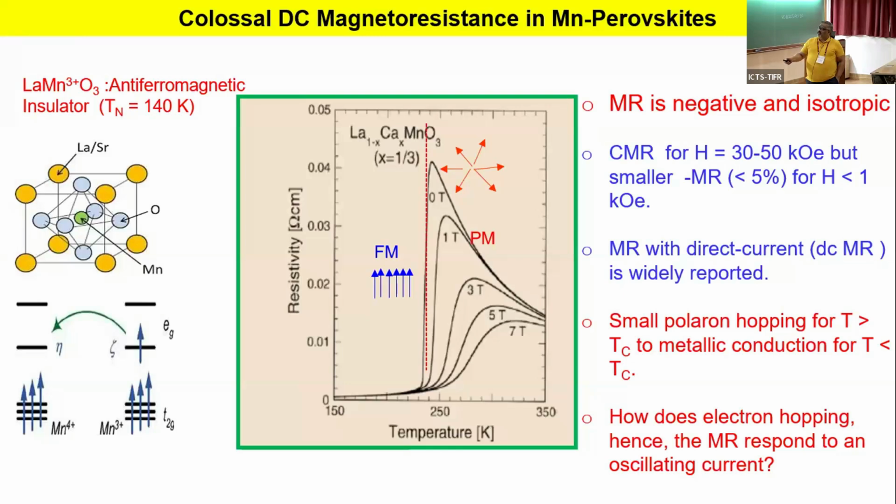You apply the magnetic field, 1 Tesla, 3 Tesla, 5 Tesla, and you can see that the peak decreases dramatically in magnitude and also shifts towards high temperature. It shifts because the ferromagnetic transition itself is shifted by 50 to 100 Kelvin under the magnetic field, which is not very common in metallic magnets.